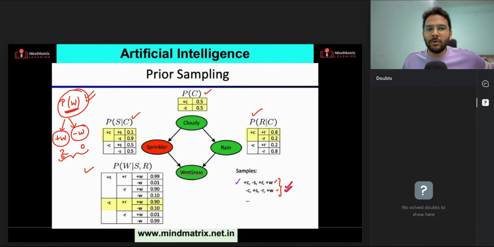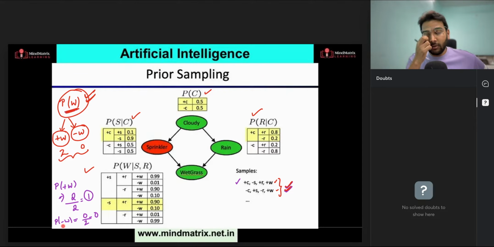Once we normalize it, because we have to get the value of PW, so if I normalize it, what will I get? Can I say that for this plus W, it is going to be exactly 2 by the total number of samples? Yes, it is going to be 2 by 2, that is 1. And if I ask you the probability of minus W, it is going to be 0 by 2, that is 0.